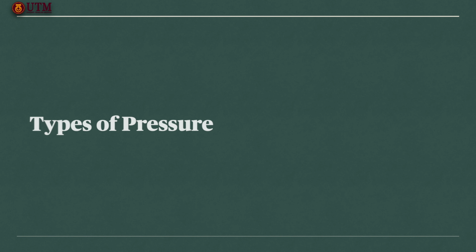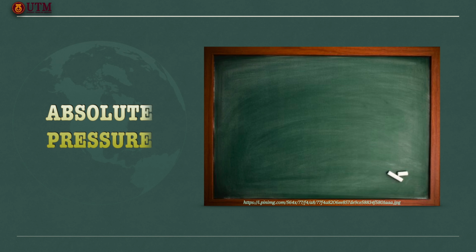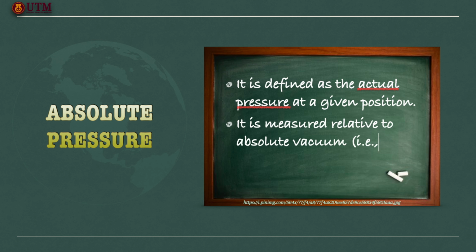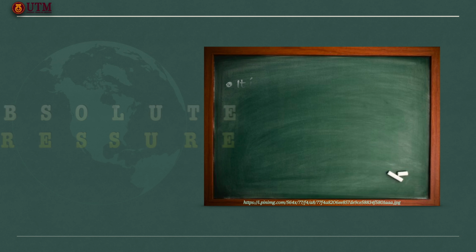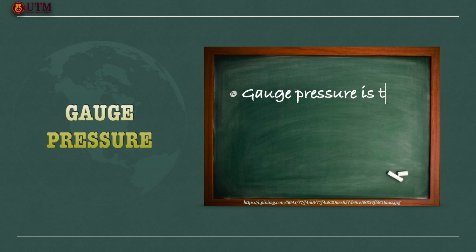Now let us learn the types of pressure. The actual pressure at a given position is called the absolute pressure, and it is measured relative to absolute vacuum. Gauge pressure is the pressure of a device.